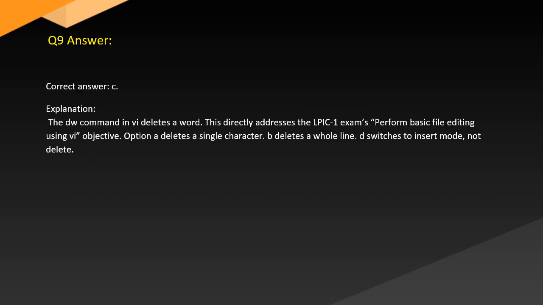Answer. Correct answer C. Explanation. The dw command in vi deletes the word. This directly addresses the LPIC-1 exam's perform basic file editing using vi objective. Option A deletes a single character. B deletes the whole line. D switches to insert mode, not delete.